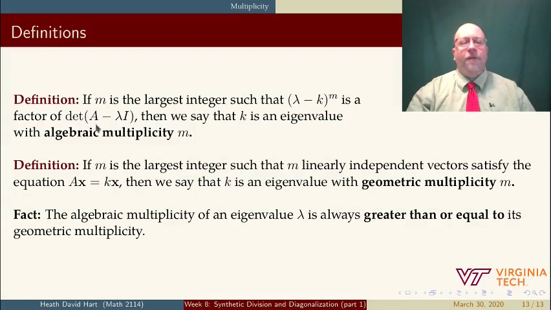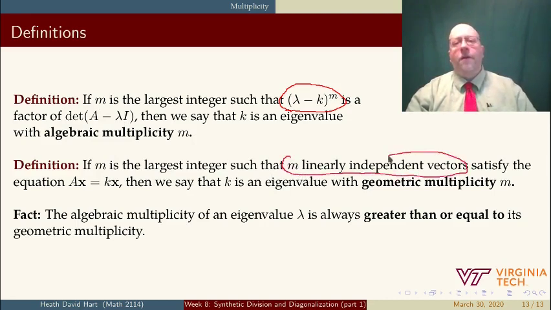So some definitions. If we find that lambda minus k to the m power is a factor of this determinant, and m is the largest power that this is true for, then we say that k is an eigenvalue with an algebraic multiplicity of m. Algebraic multiplicity is, again, how many times the eigenvalue is a root of the characteristic polynomial. But if we find m linearly independent vectors satisfying this equation, then we get an eigenvalue with what we call geometric multiplicity m.